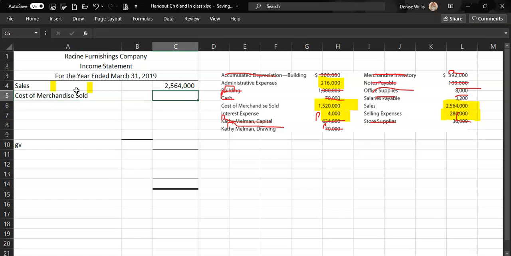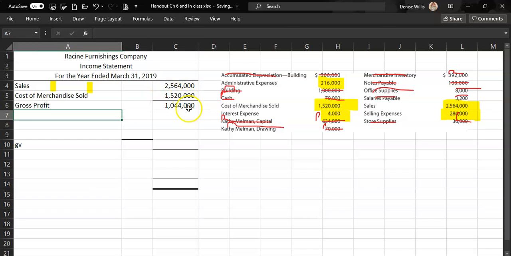And that is 1,520,000. Now, ignore those right there. If we take sales and we subtract the cost of merchandise sold, we get the term gross profit. All that is the difference between what we sold and what it cost us to buy those items we sold. So our gross profit is a little over $1 million on this one.